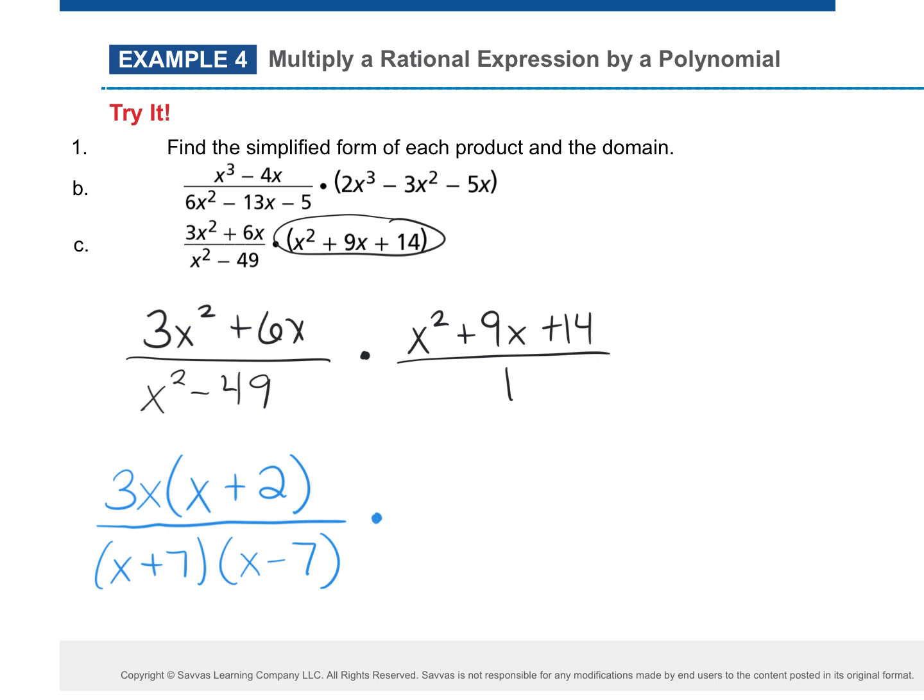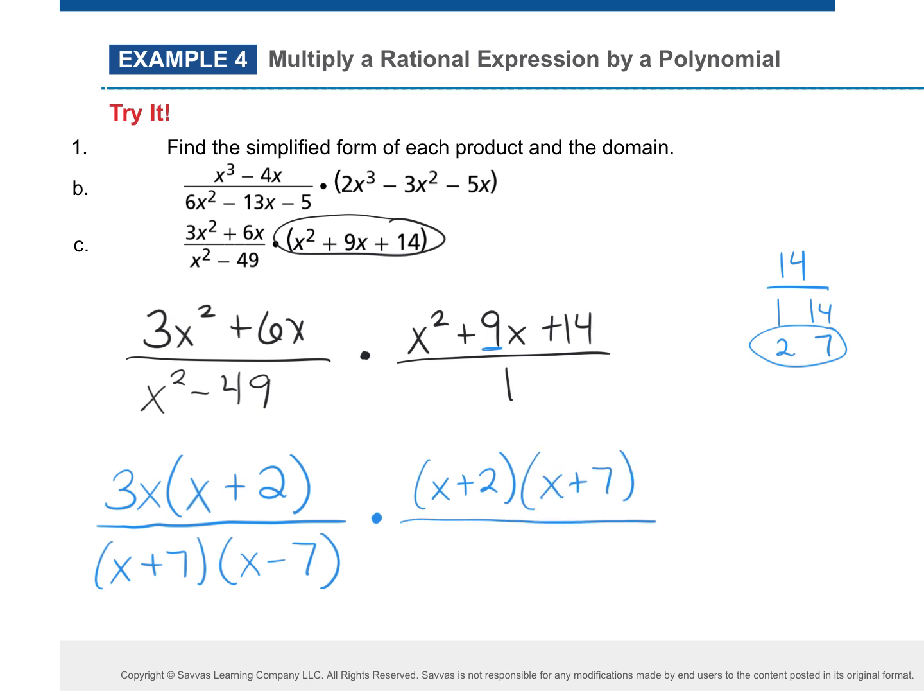We have an x squared, so we're probably going to factor. What are factors of 14? 1 and 14? 2 and 7. What's going to get us to add up to 9? Does everyone agree? Yep. How do I write that? X plus 2, x plus 7. What's on the bottom? Can I do anything with 1? Nope, so it just stays as 1.